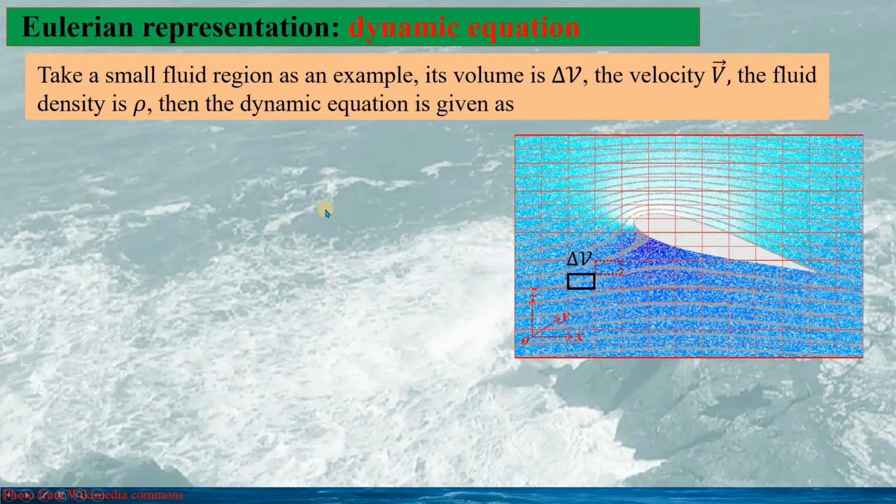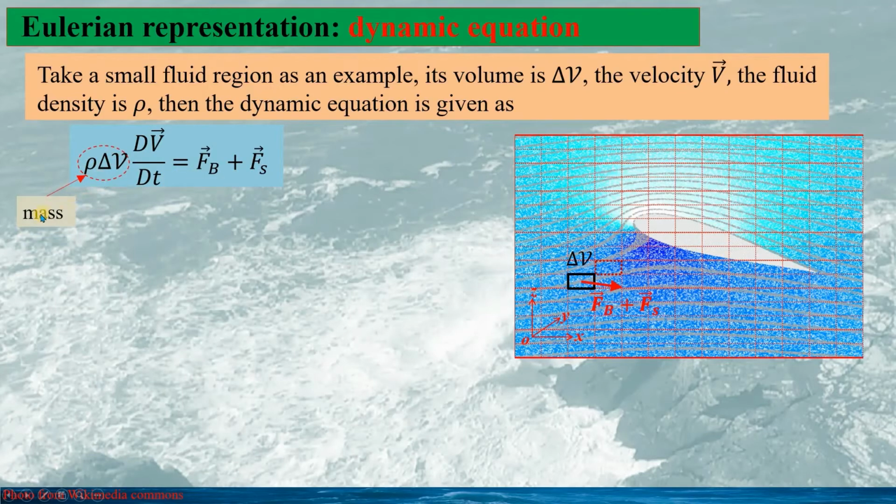Now we look at the dynamic equation in the Eulerian representation. Look at the small region. Suppose its volume is delta v, and its velocity, the vector v. The fluid density is rho. Then the dynamic equation for the fluid in the region would be given as this.